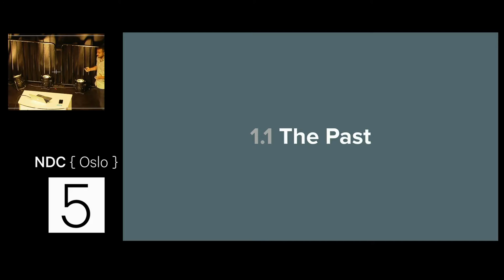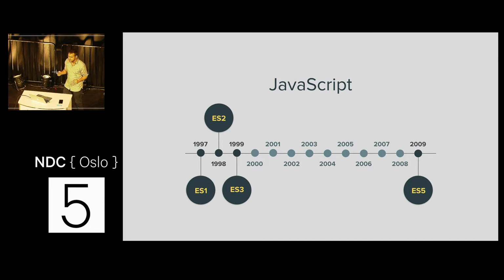And technically, this is how it all started. In 1997, we had ES1, which is ECMAScript 1. And then a year later, we had ES2. And then 1999, ES3. And then for 9 years, almost nothing. They were working on ES4, which wasn't released. But then we had ES5, which is what you know today, which is what you're using, ECMAScript 5.